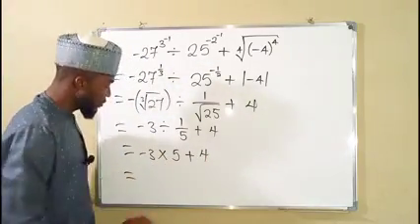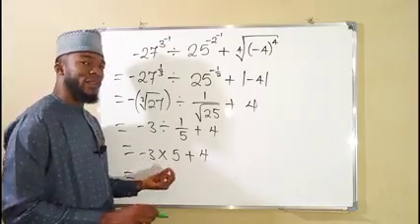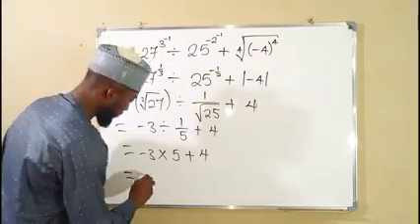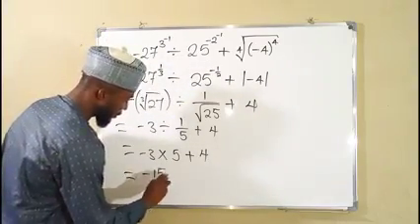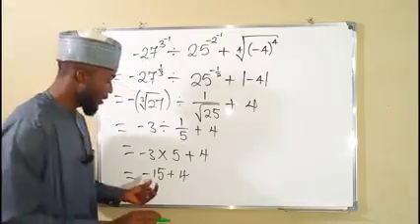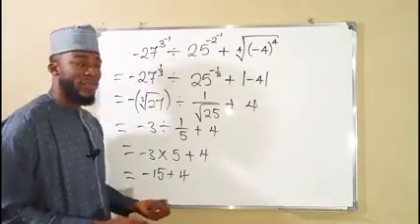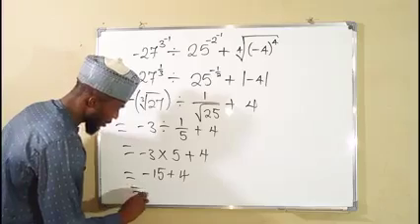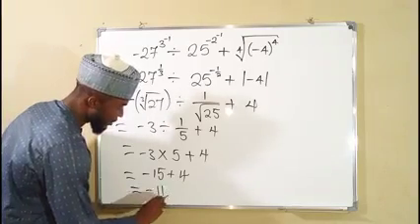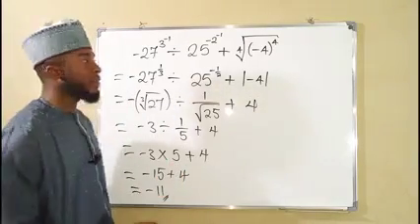This is equal to negative 3 times 5 is negative 15, plus 4. Negative 15 plus 4 is negative 11, and hence our final answer is negative 11.